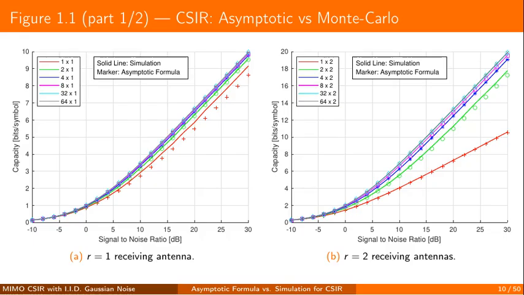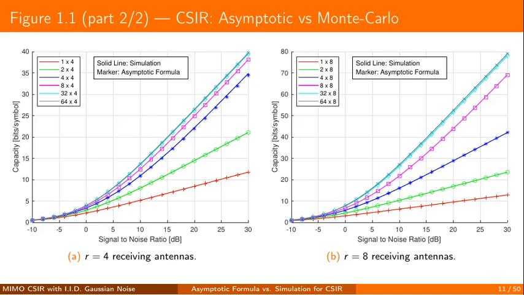We now put the asymptotic formula to the test against Monte Carlo simulation. On this slide, the left panel shows a single receive antenna, and the right panel shows two receive antennas. In each panel, the solid lines are the simulated capacity, and the markers are the asymptotic predictions. The agreement is already remarkable, even though these are very small systems.